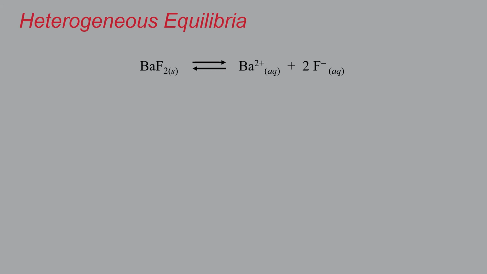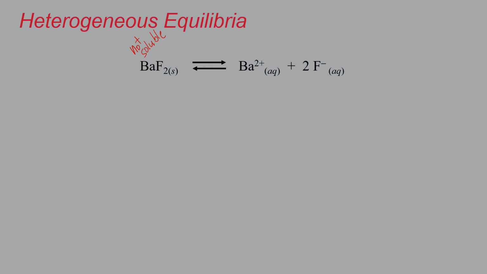So if you were to look back at perhaps our solubility rules from last semester, you might find that barium fluoride was probably going to come up as something that was not really soluble. And so here's the dirty little secret. Everything is soluble to some extent. It's just a question of how much, or in this case, how little. And you can treat these as equilibrium systems.